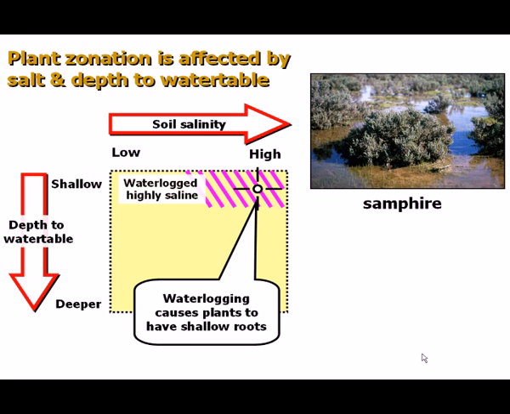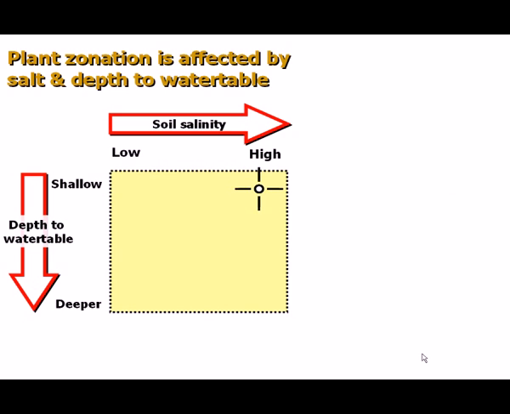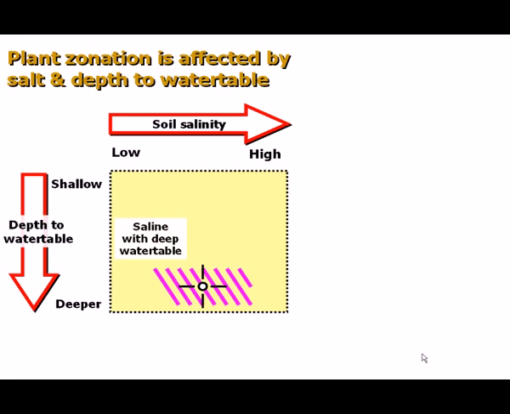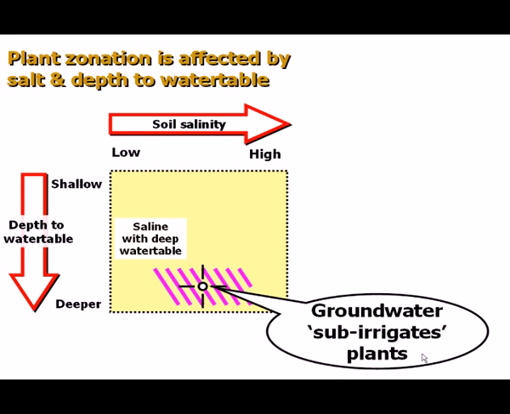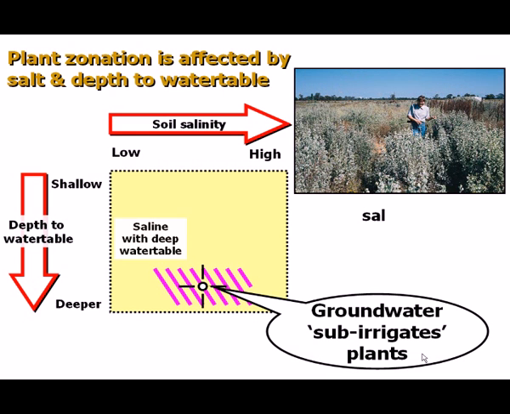It's waterlogging tolerant, but it has this exceptional ability to withstand extremely high salt concentrations in the soil solution. And finally, we come down to a situation where we have saline soils with a deeper water table, and now another opportunity arises because this groundwater can sub-irrigate plants. It's there as a source of water that the plants can use in summer if the plants are deep-rooted enough.